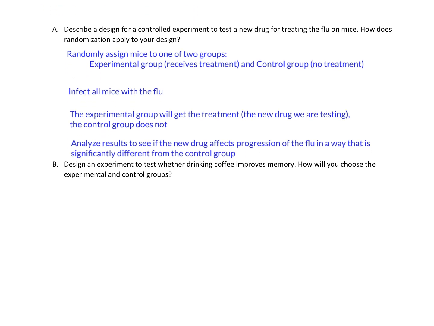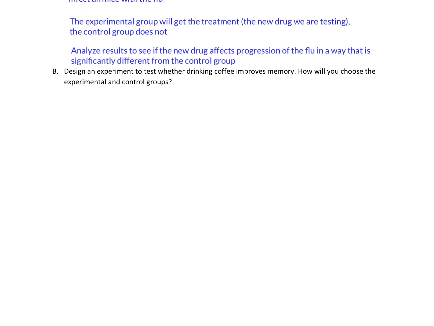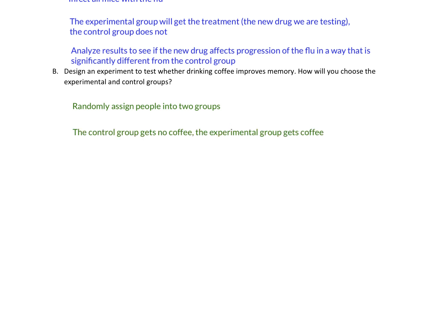All right, let's take a look at part B. Design an experiment to test whether drinking coffee improves memory. How will you choose the experimental and control groups? Okay, so we're going to start by randomly assigning people into two groups. So our two groups that we've split the people into randomly, we've got a control group. The control group is going to get no coffee. The experimental group will get coffee.